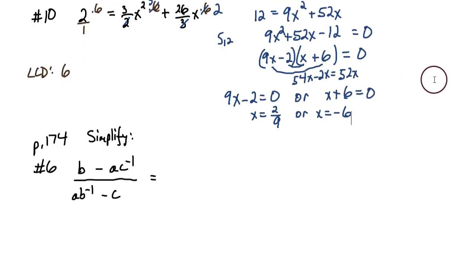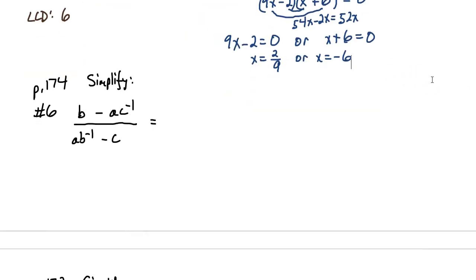On page 144 we were simplifying complex fractions. It's not immediately obvious it's a complex fraction, but as soon as we fix these negative exponents, you'll see that it is. This is equivalent to b minus a over c. And then in the bottom, it's equivalent to a over b minus c. If it helps you, you can put a 1 under this and a 1 under this. Now it's very obvious that the parts of the expression are all fractions.